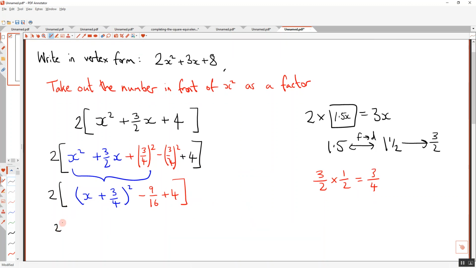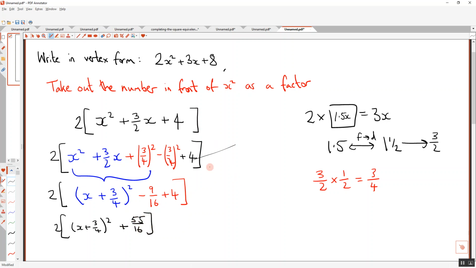So I've got 2 outside, x plus 3 over 4, minus 9 over 16 plus 4. That equals 3 and 7 over 16, but we have to put it as an improper fraction: 55 over 16. So we should get plus 55 over 16.